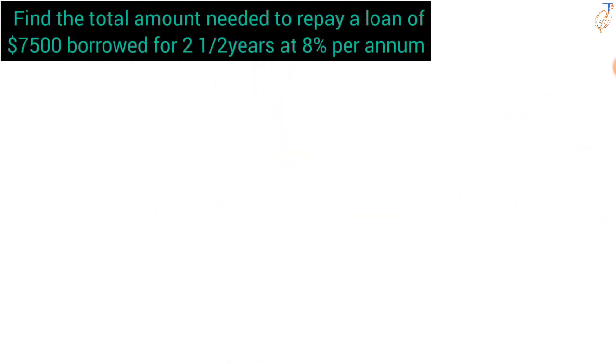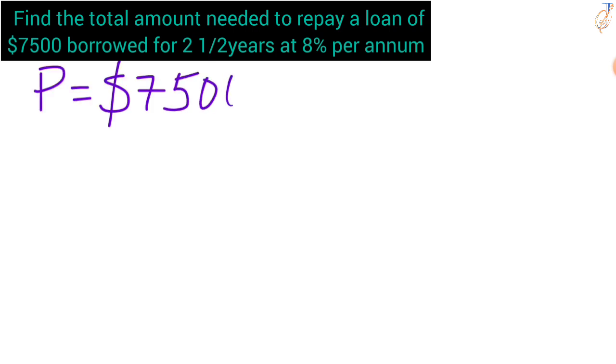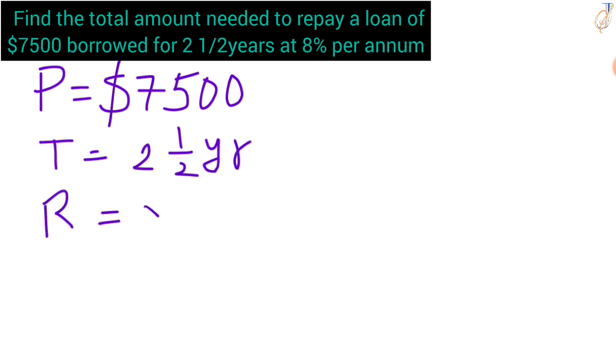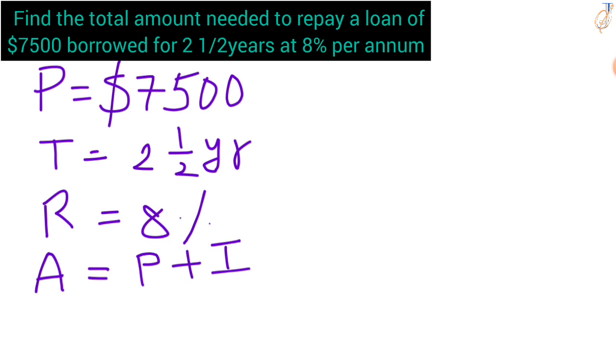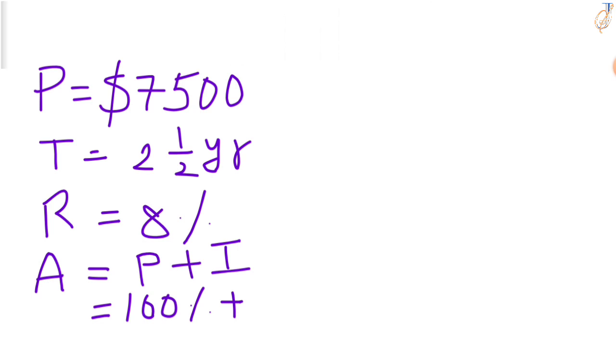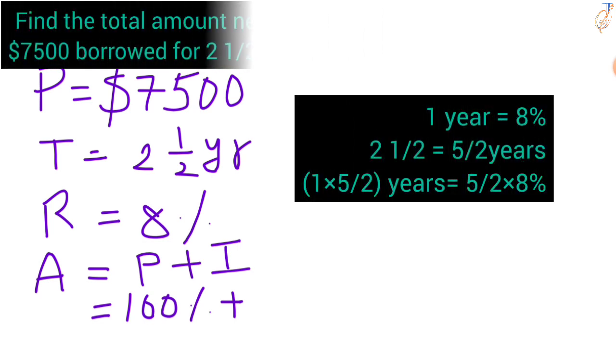Find the total amount needed to repay a loan of $7,500 borrowed for 1/2 years at the rate of 8% per annum. First, find the principal plus interest. This principal you consider as 100% and the interest for 1 year is 8%.